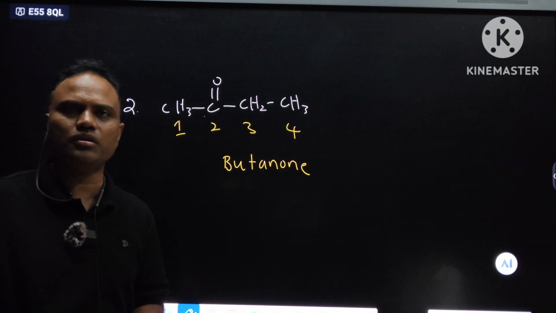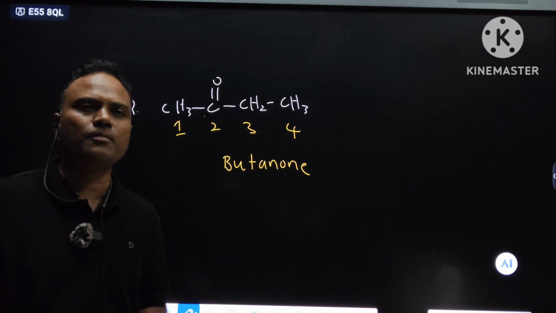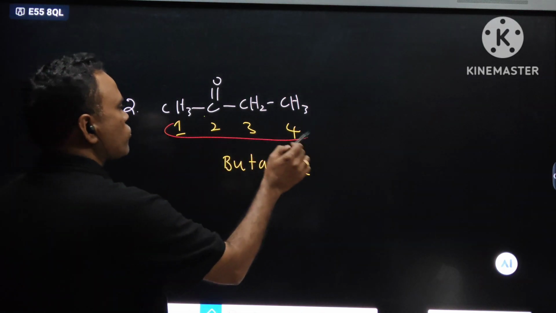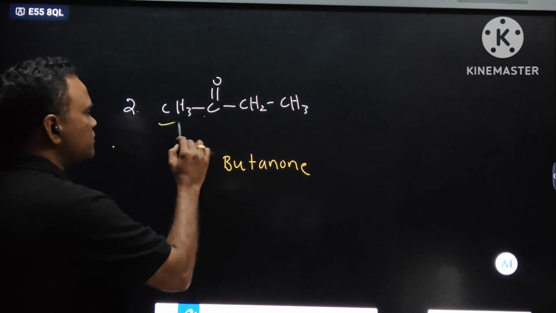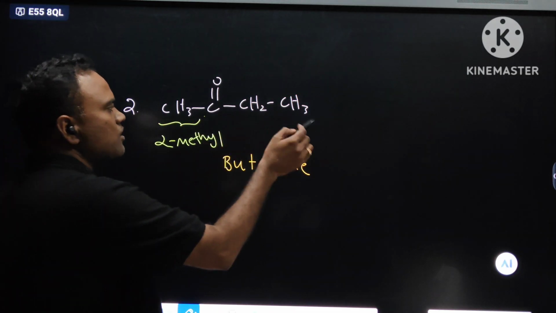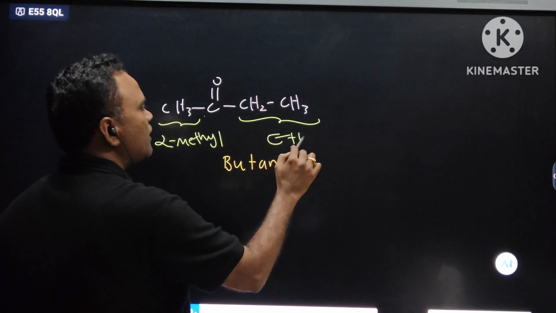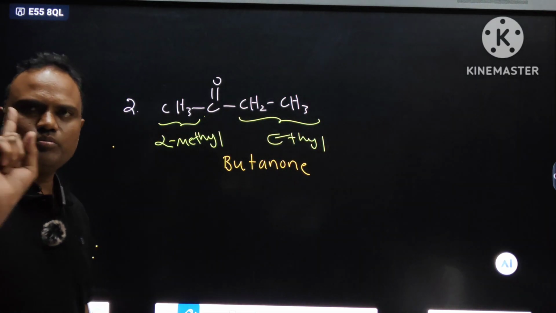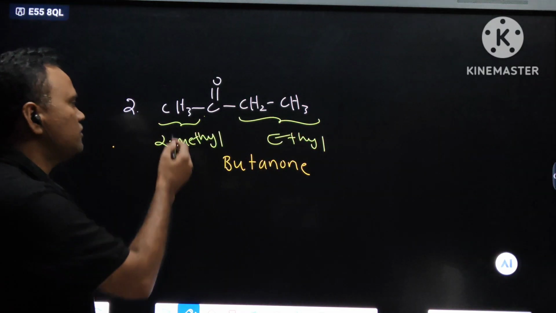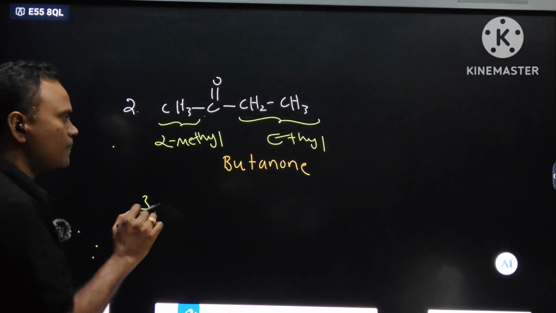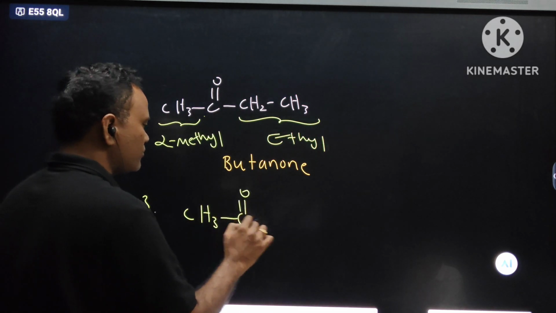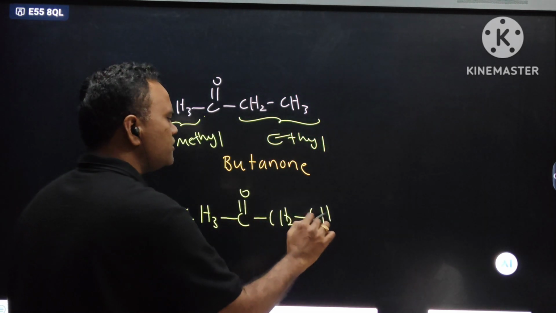Important point: will it contain an alpha methyl group? How many alpha methyl groups are there? 1 or 2? 1 only. This is alpha methyl. This idea is very important. This is not methyl. This is ethyl. Butanone contains only 1 alpha methyl. Right. This is alpha methyl, right? Next, all these will come in the reactions.